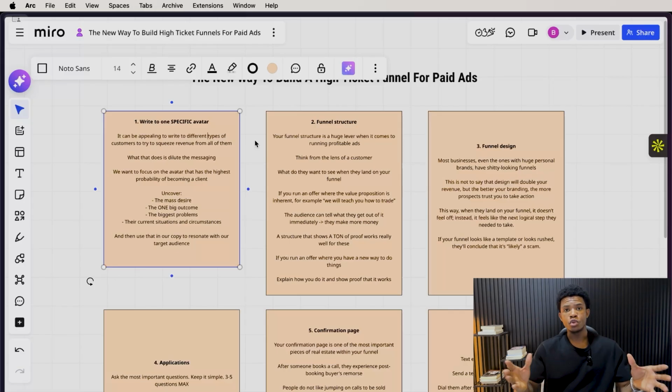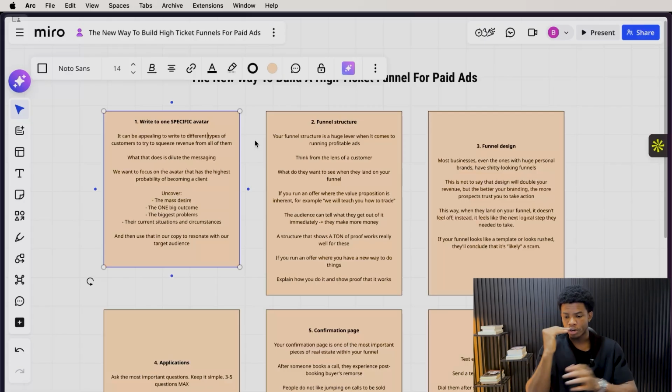Now, number two is going to be your funnel structure. Your funnel structure is really one of the huge levers that you need to pay attention to when it comes to running profitable paid ads, because you need to think from the lens of a customer. What do they want to see when they land on your funnel? If we're running traffic to an organic funnel, for example, we could use the fact that you watching this right now, you probably have a personal brand and you could leverage some of that.